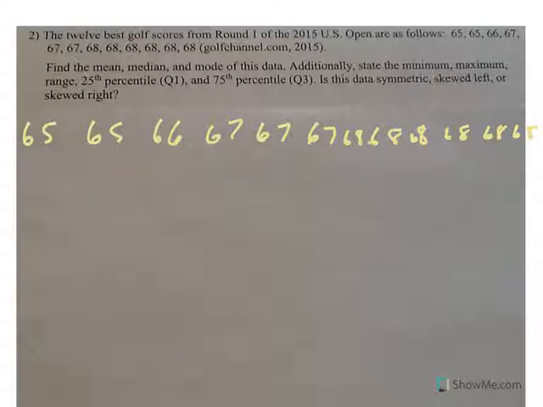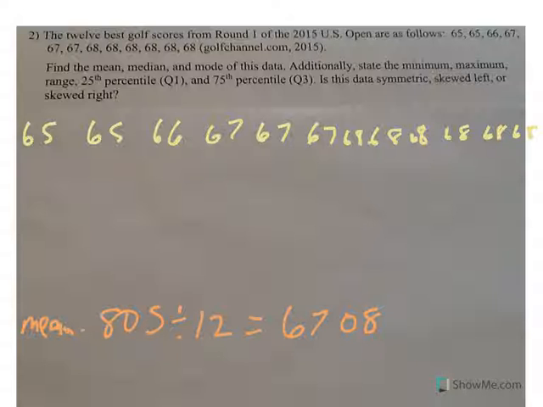Okay, 12 numbers. So to find the mean, well, we add them all together. If I add all of these together, I get 805. Divide by the 12 numbers, and my mean is 67.08.